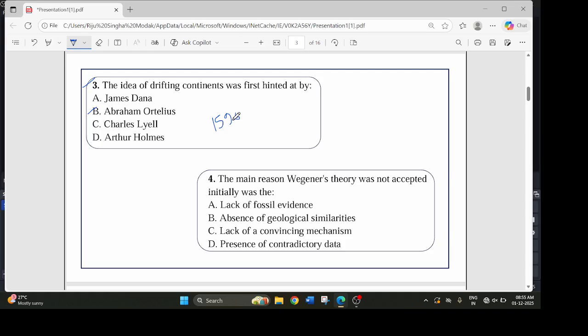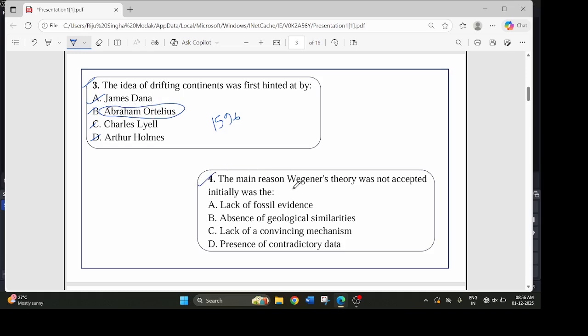So the drifting of continents was first hinted at by Abraham Ortelius. James Dana was an American geologist. Charles Lyell was a prominent geologist who championed uniformitarianism but did not propose continental drift. Lyell's link to uniformitarianism is that the present is the key to the past. Arthur Holmes is a British geologist who proposed mantle convection. So the correct answer to question three is Abraham Ortelius.